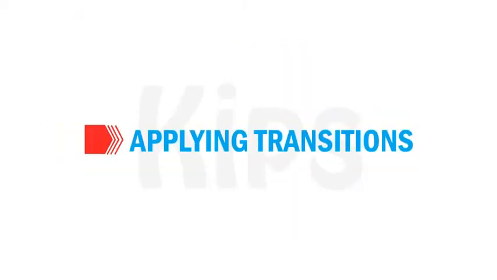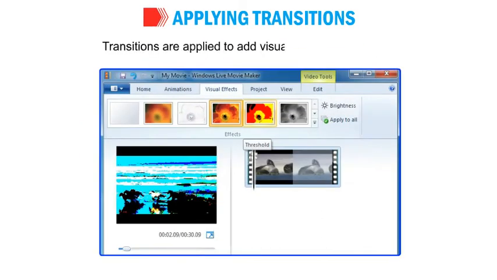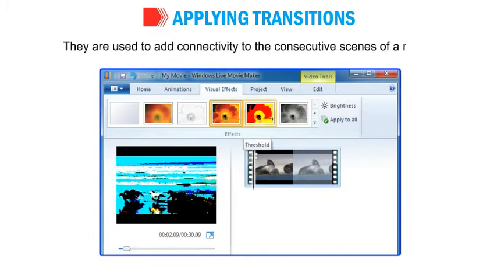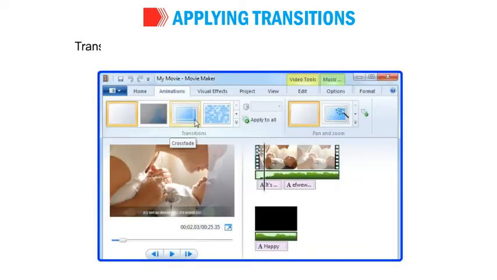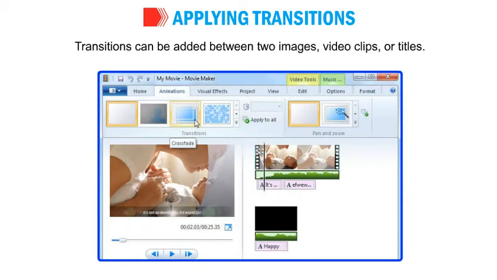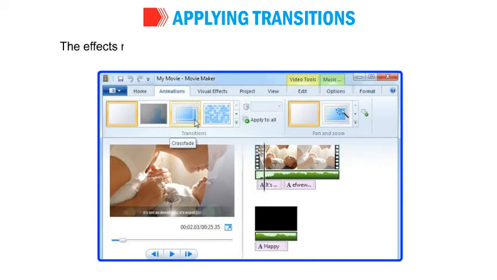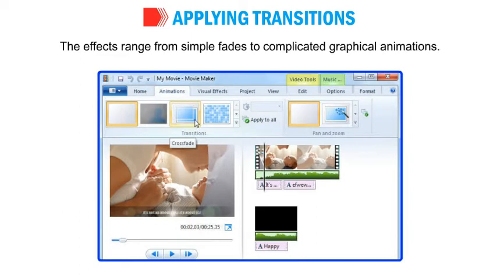Now let us talk about applying transitions. Transitions are applied to add visual effects to the movie. They are used to add connectivity to the consecutive scenes of a movie. Transitions can be added between two images, video clips, or titles. The effects range from simple fades to complicated graphical animations.